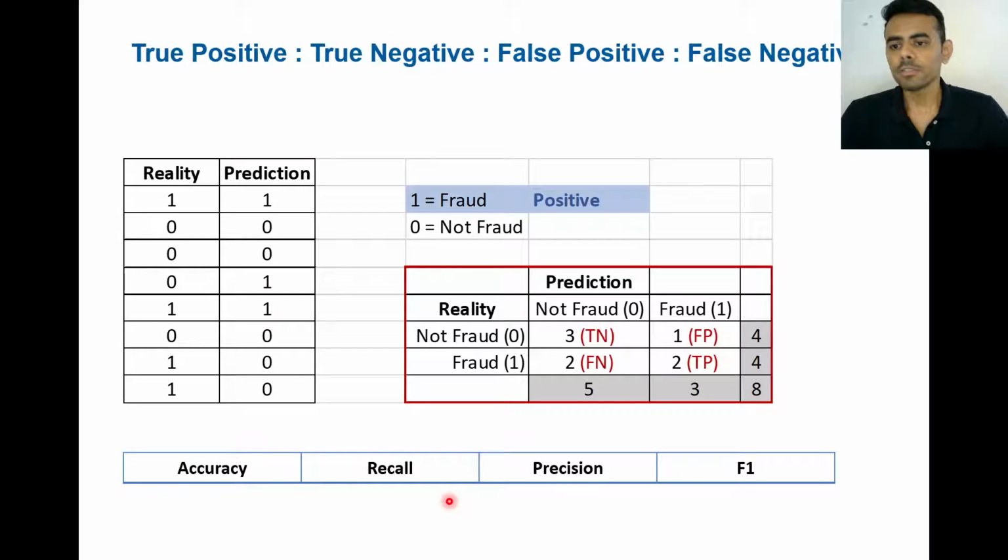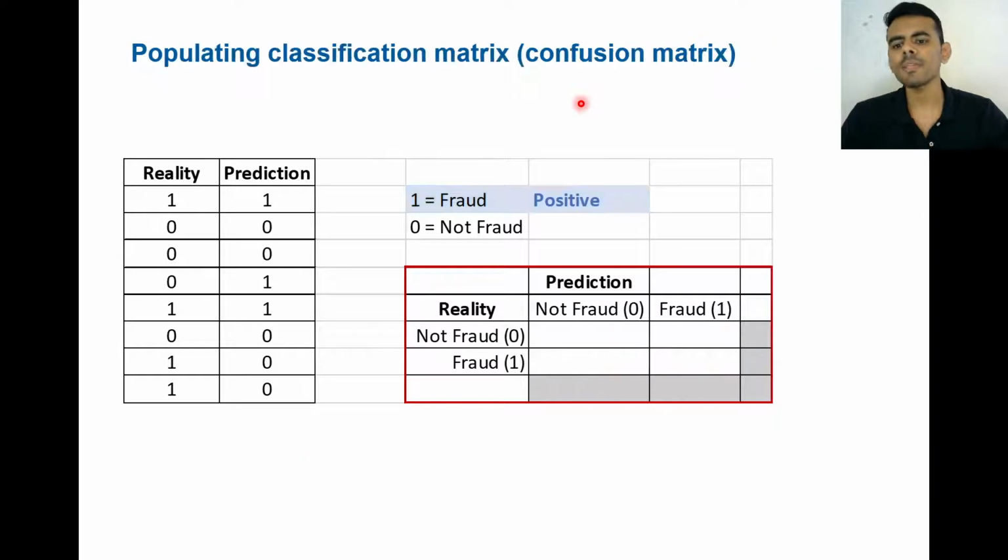There are also different kinds of terminologies involved in the classification matrix. That's true positives, true negatives, false positives, and false negatives. If you get confused by these, don't worry. I have a simple strategy to help you understand these better. But right now we'll be focusing on creating these from the ground up. At the base case, all we have is two vectors. One is a reality vector and another is a prediction vector.